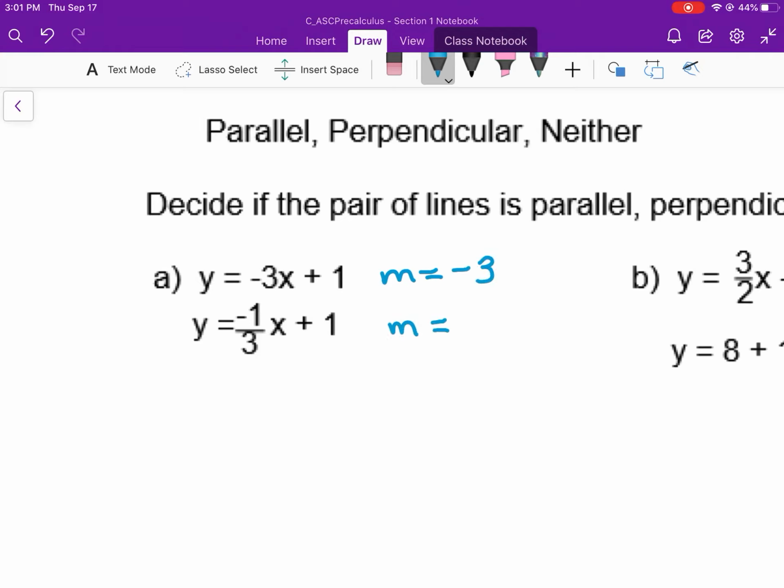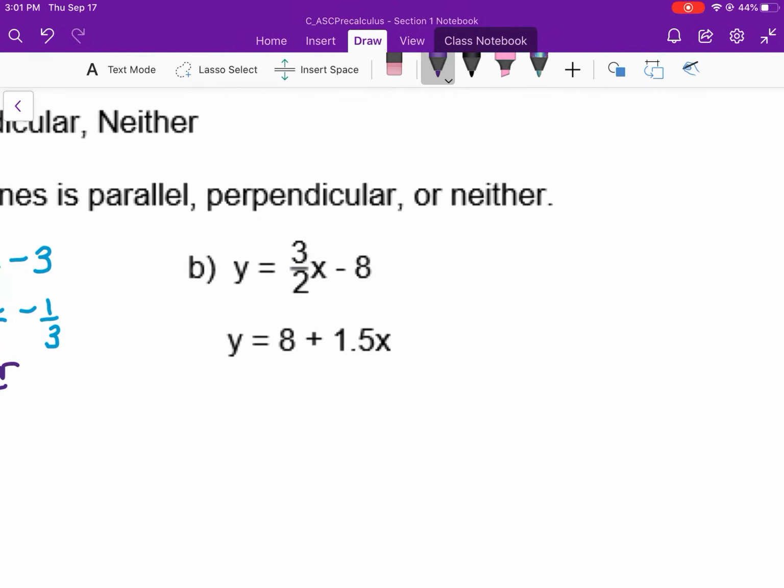And this slope is -1/3. So does that make them parallel, perpendicular, or neither? Right, neither, because you flipped them, but they're both negative, and in perpendicular lines, one is positive, one is negative, so this is neither.